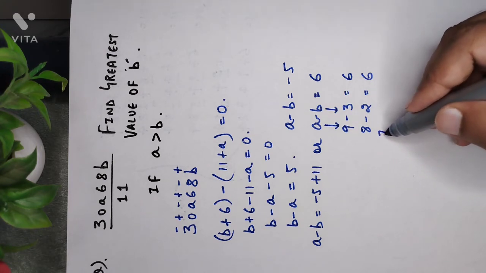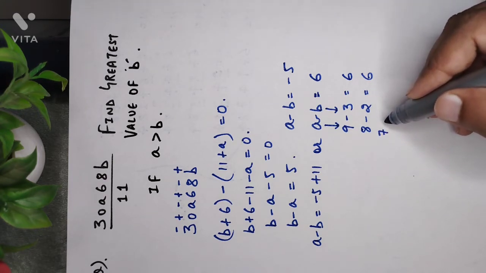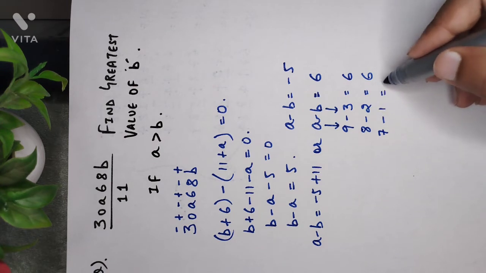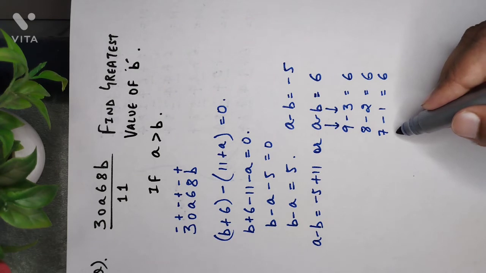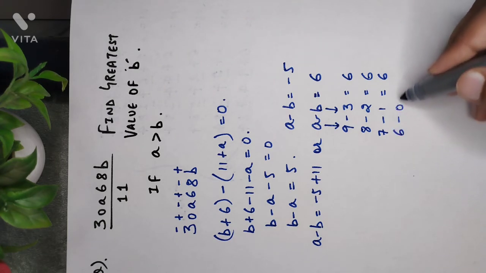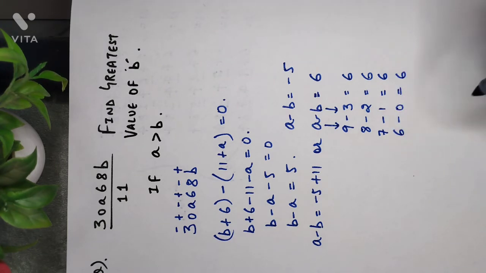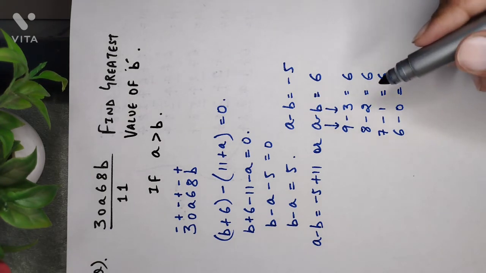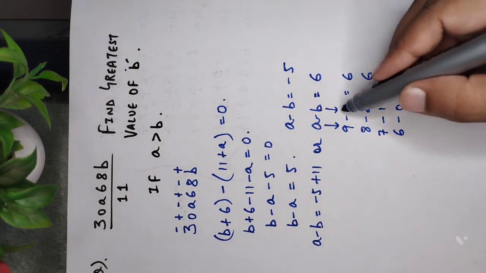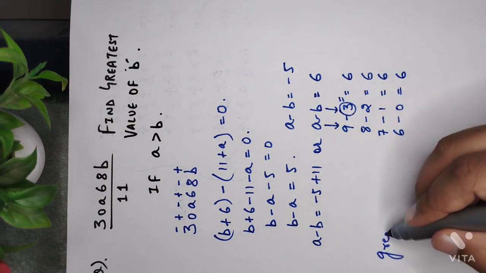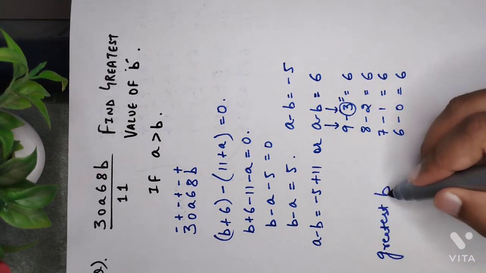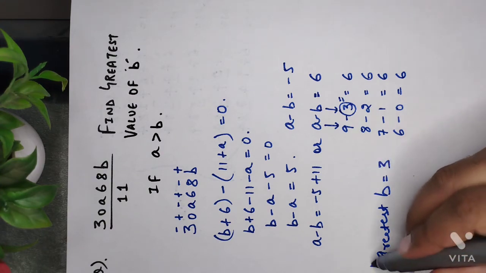Another way of doing this is I can also keep a as 7, and b as 1, and this will be equal to 6. One more way of doing this is taking a as 6 and taking b as 0. This will be equal to 6. But it is already given to us that the value of b should be greatest. So this is the greatest value. So we can say the greatest value of b is equal to 3.